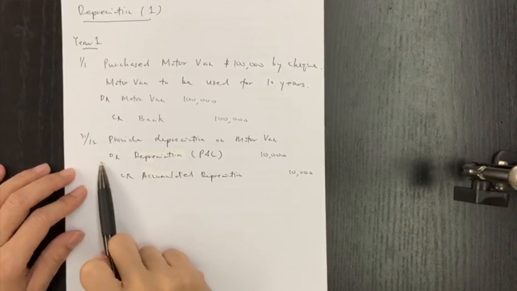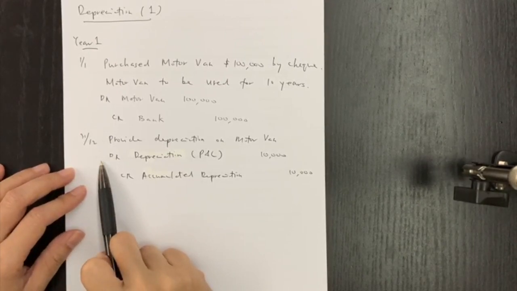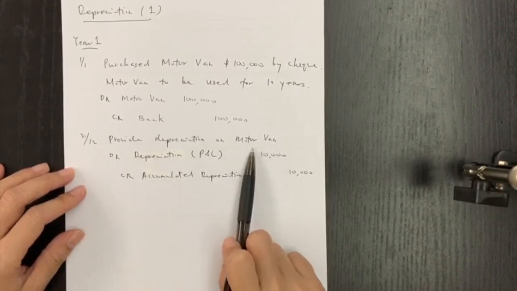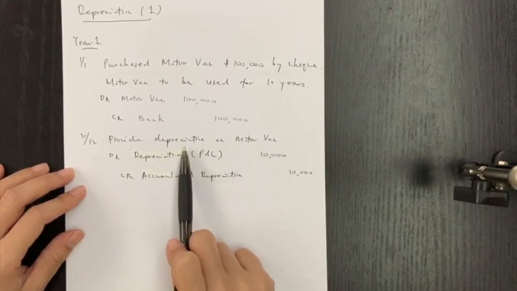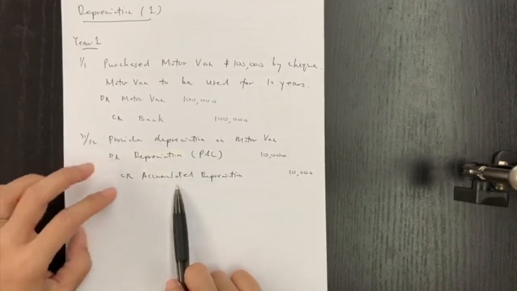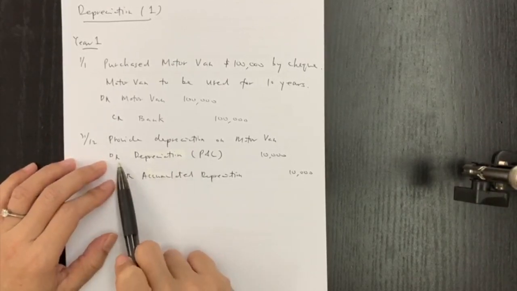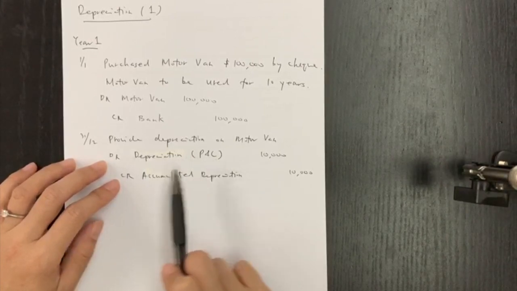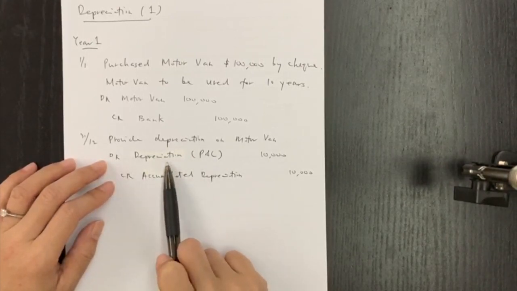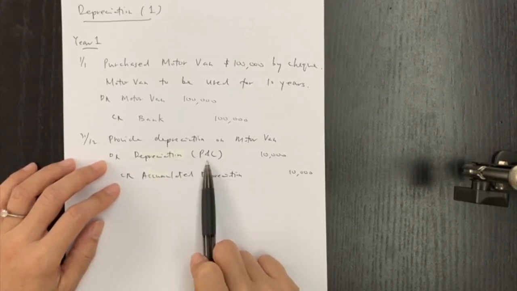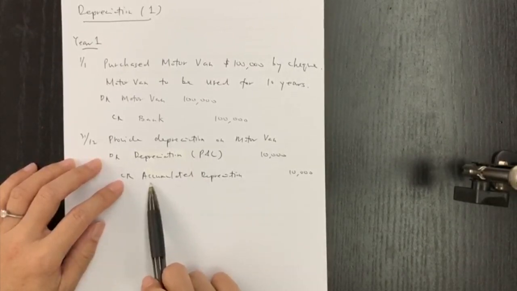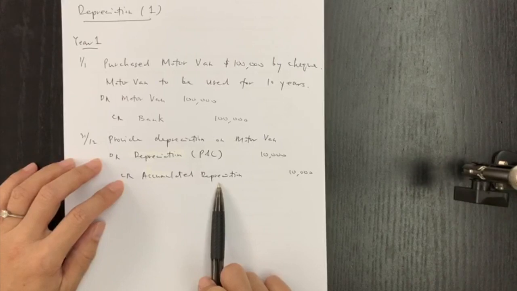Okay, so what happens after we have used the motor van for a year? At the end of year 1, the value of the motor van goes down, therefore we need to provide depreciation. This is the double entry for depreciation. We debit depreciation, and this will be in the profit and loss account on the debit side. So what do you think about depreciation? Depreciation is a kind of expense in the income statement. And then we credit accumulated depreciation, and I will explain this accumulated depreciation account to you later.